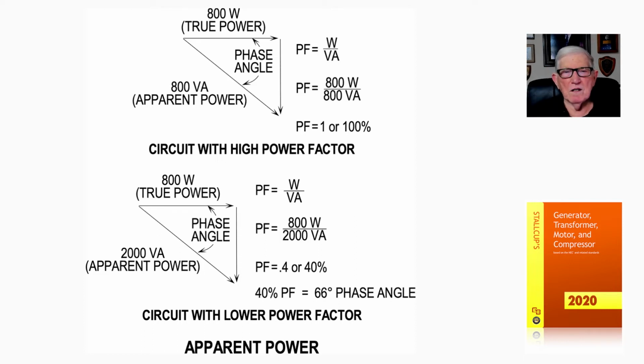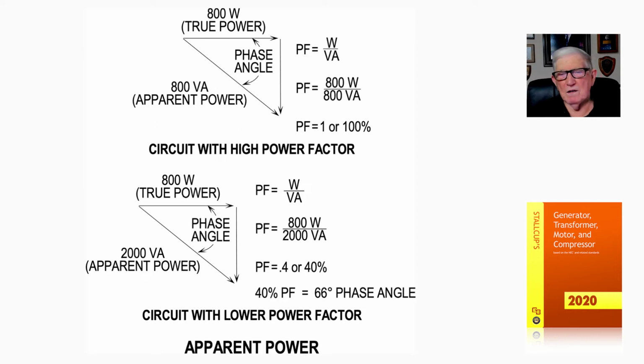But now notice a circuit with high power factor, 800 watt true power. But now notice you have 2000 VA apparent power. Doing your math, power factor is equal to the watts divided by the VA. 2000 into 800 watt, 40% power factor. That's bad, because that means if you had 480 volt, you'd have to multiply that by 40%, and your conductor sizes would be very large. So you'd want to bring that power factor up.